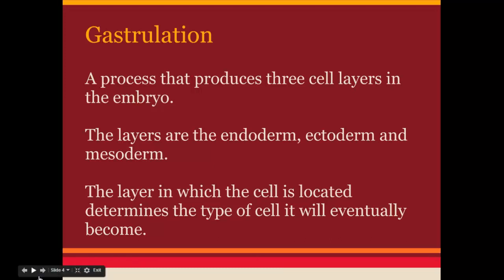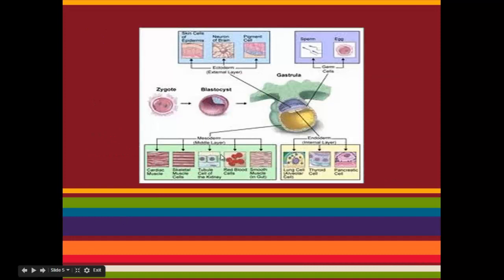We can have a more clear understanding of what this means when we look at this picture. So we have a zygote, a blastocyst, a gastrula. And here we have 3 different colors representing 3 different layers. And we see, for example, here, the mesoderm can become cardiac muscle, can become red blood cells. A cell in the ectoderm, however, will not become those cells. It might become a neuron of the brain.